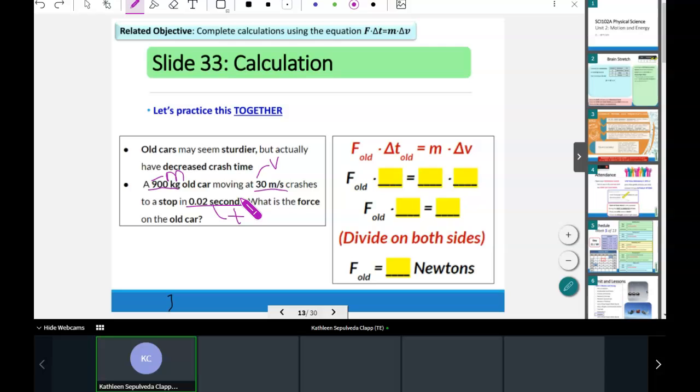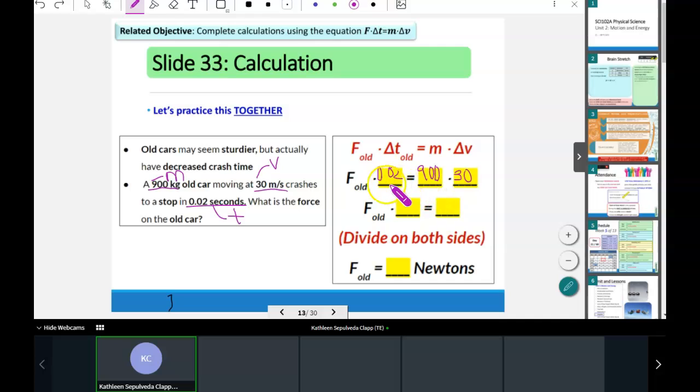So I have all three things that will help me with my equation. Time, or delta t, was 0.02. Mass is going to be 900 kilograms. And then obviously velocity is going to be 30 here. All right. Now with that being said, we want to go ahead and simplify.